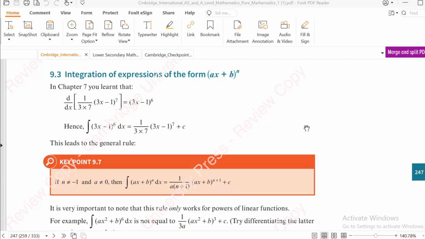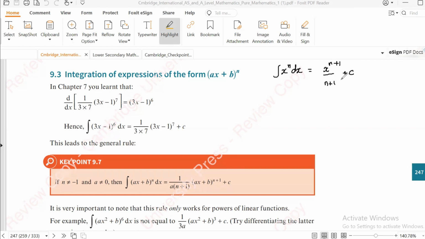Viewers, as we know, the integration basically is the antiderivative. The basic formula of integration is: integration of x power n dx is equal to, add 1 in the power and divide by the same power, that is x power n plus 1 over n plus 1 plus constant of integration. This is indefinite integral or integration.